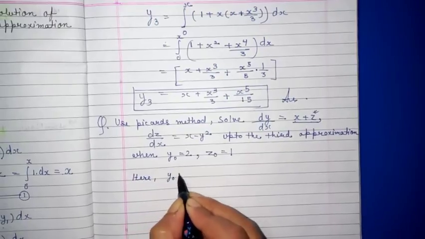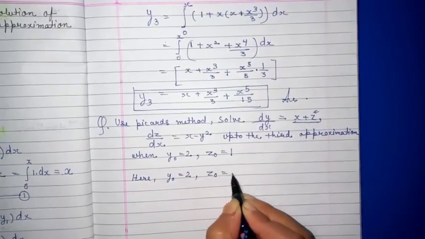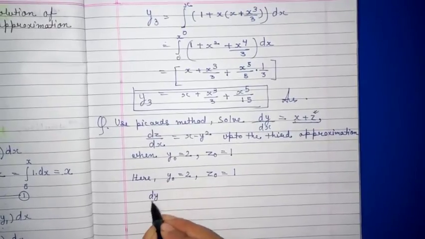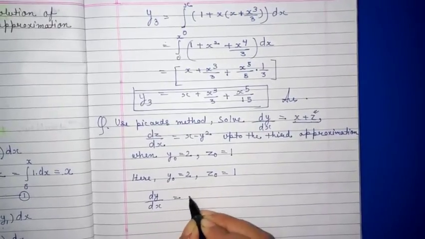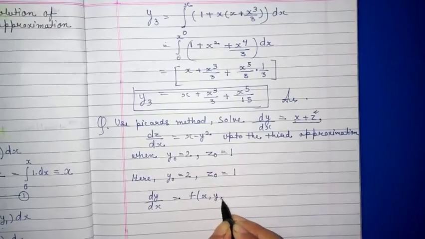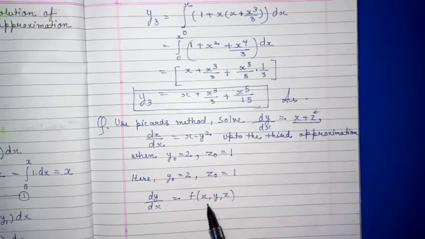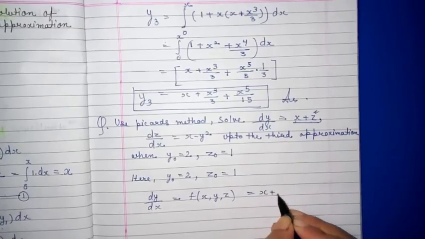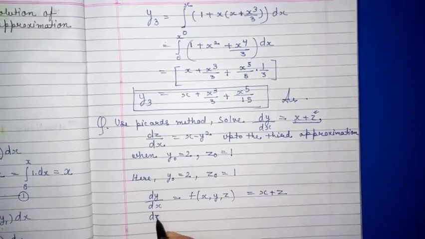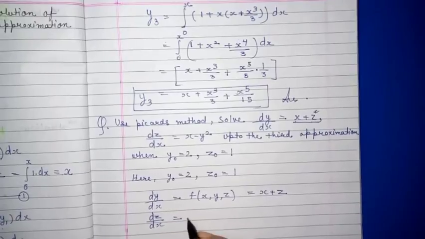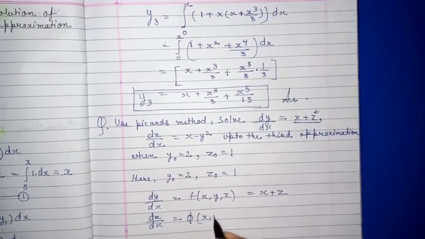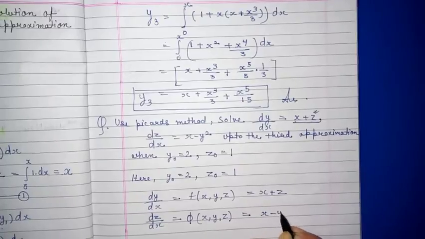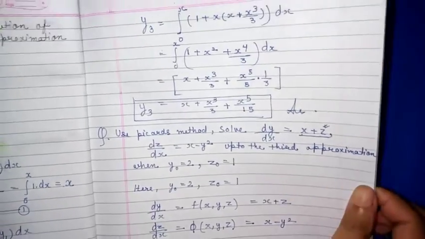Here y naught is given as 2 and z naught is given as 1. So if we see here, dy by dx I am writing like this, because three variables are there, x, y and z. So this is x plus z, and dz by dx I am denoting with phi of x comma y comma z, equal to x minus y square. So this question is there.